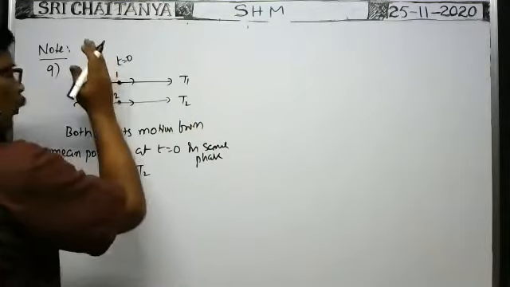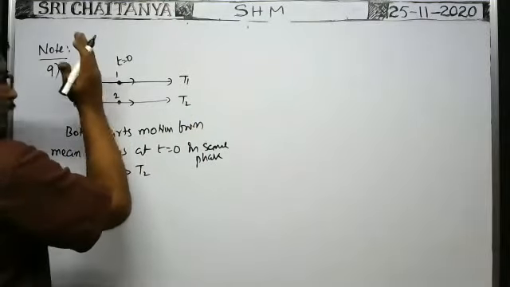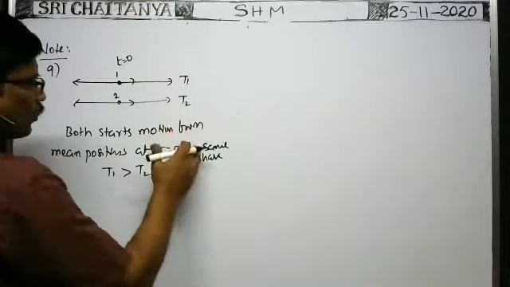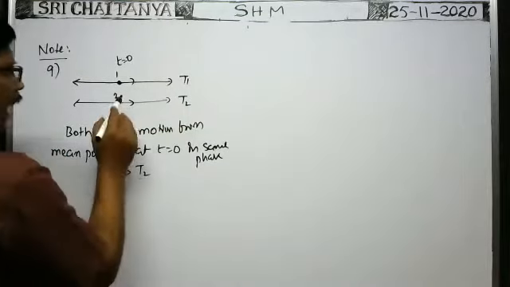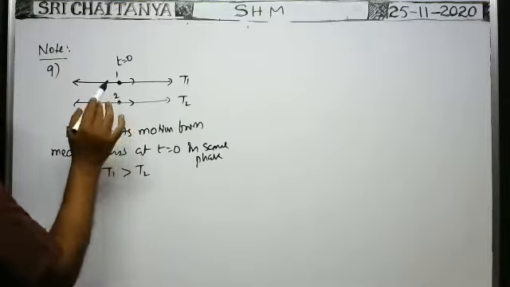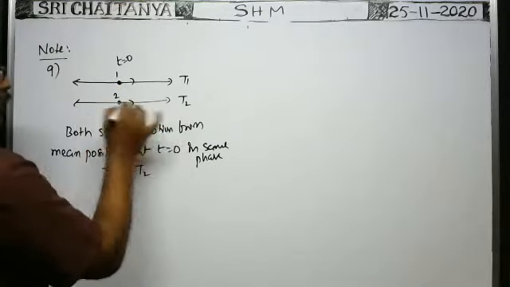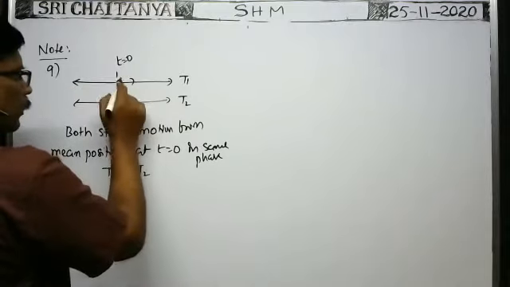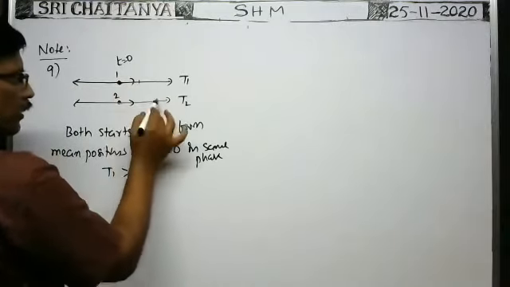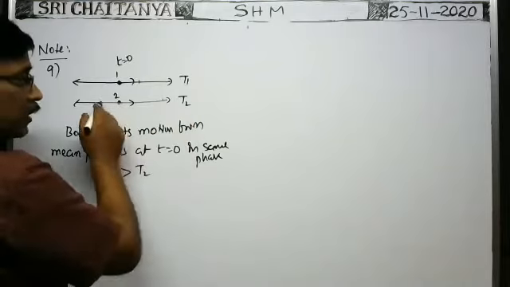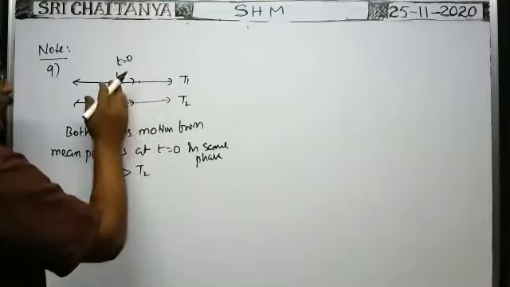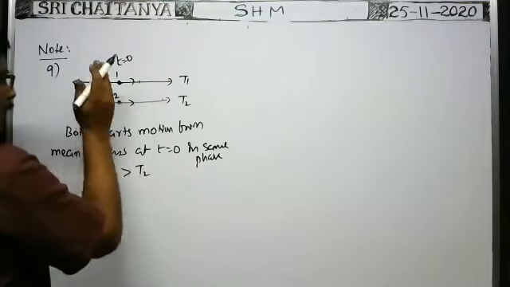Same phase means both start motion from the same point, from the same position in the same direction. Then we can say both start motion in the same phase. But as the time period of this particle is less than the time period of this one, it moves fast. So whenever they start motion from these places, suppose this particle comes to this position, this particle reaches this position maybe, because it is moving very fast. Okay, after how many oscillations made by these two do they again meet together at a certain place?